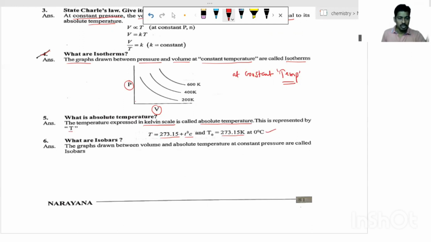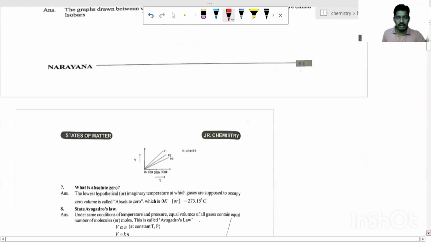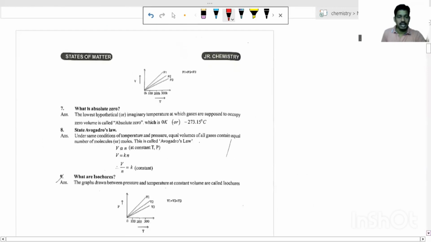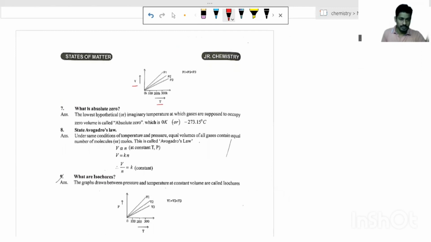Next, isobars. The graph drawn between volume and absolute temperature at constant pressure. So in this, pressure is kept constant. Simply, the graph which is obtained at constant pressure is called an isobar. Here the graph is between V and T, pressure kept constant.